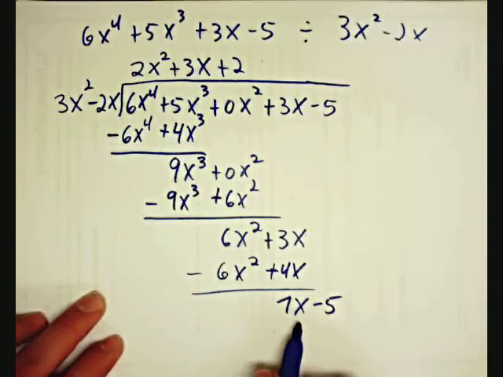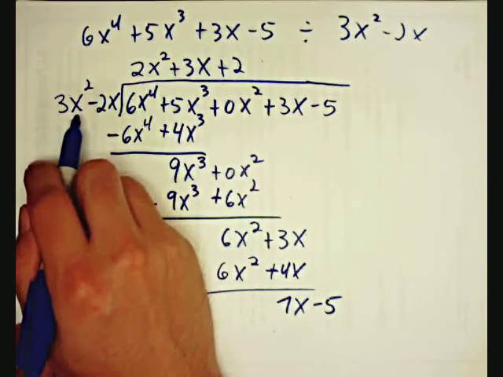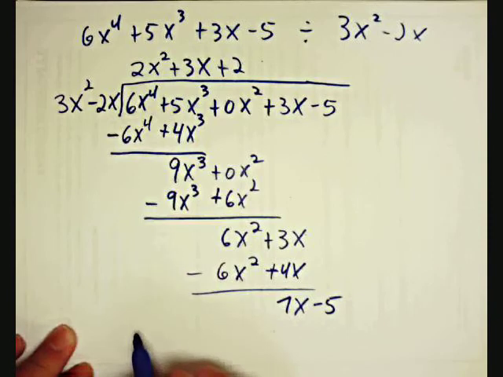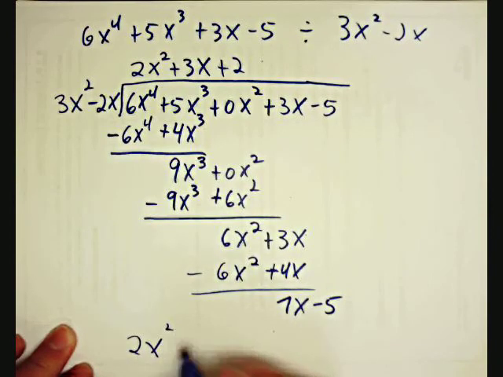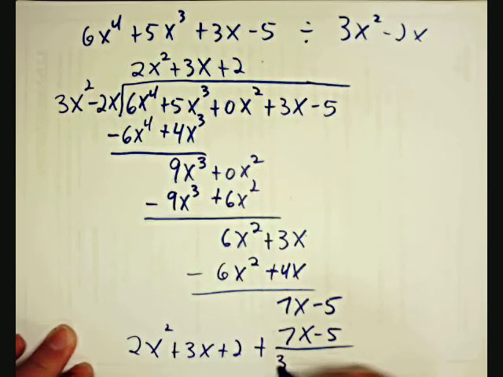What we have left has a power less than our divisor, so that tells us our process is finished. And our solution, 2x squared plus 3x plus 2 plus our remainder of 7x minus 5 over 3x squared minus 2x.